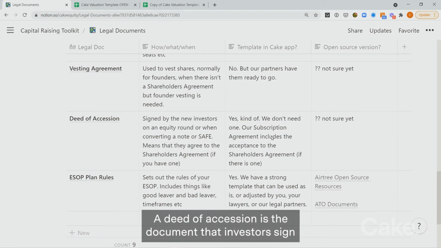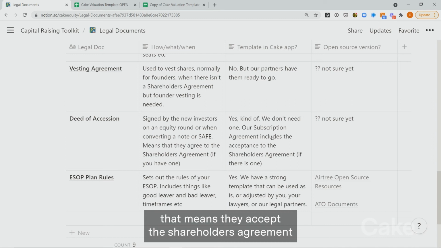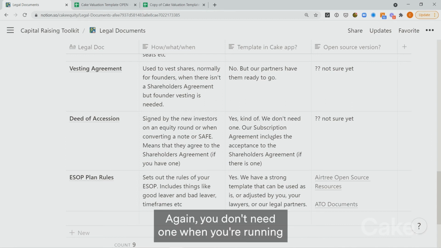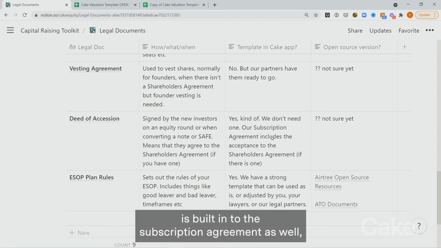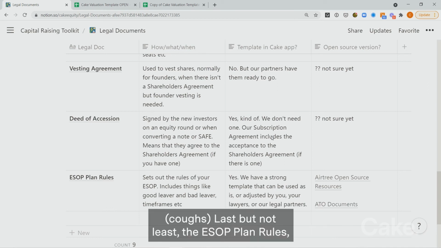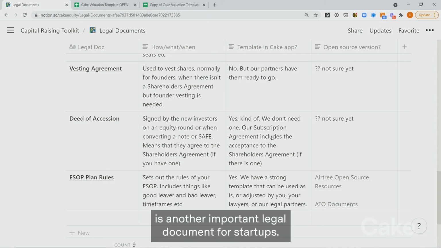A deed of accession is the document that investors sign when they're coming onto the cap table. That means they accept the shareholders agreement and are happy to abide by its terms. Again, you don't need one when you're running a convertible note or a SAFE. And sometimes the wording of the deed of accession is built into the subscription agreement as well, as it is handled that way in the Cake app. Last but not least, the ESOP plan rules. While not specifically about your raise, it's another important legal document for startups.